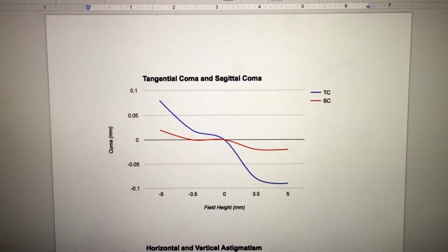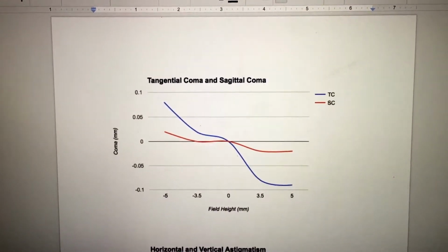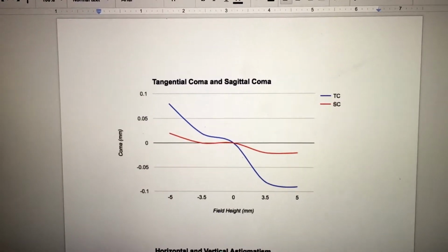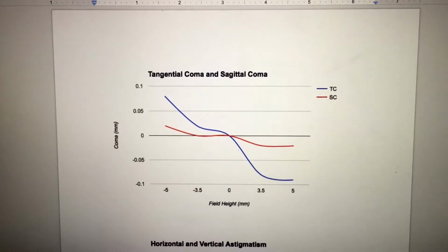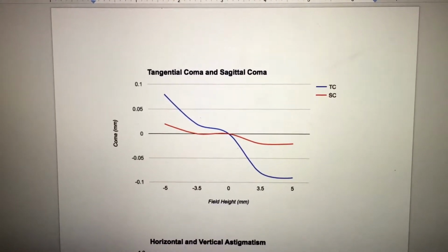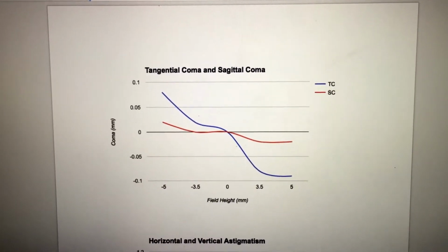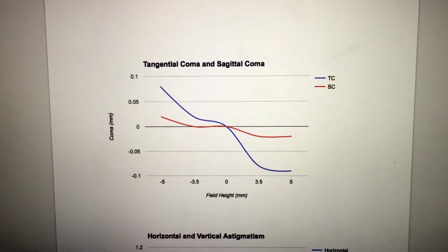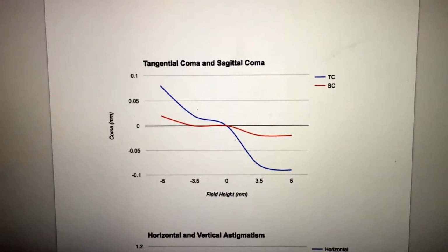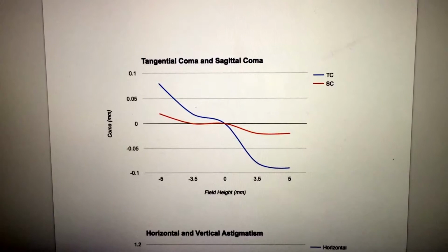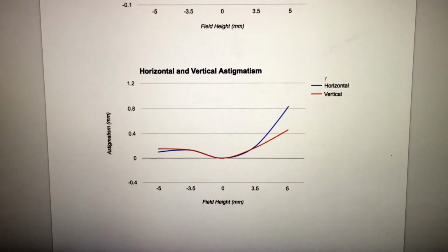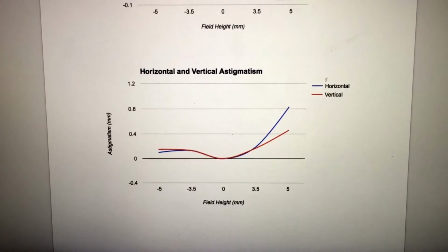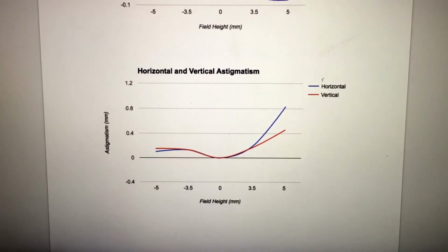So this is our tangential coma and sagittal coma for our 100 millimeter focal length lens. We notice a linear trend in this aberration due to its linearity with field height. We see a decrease in coma with increasing field height. And we also have our horizontal and vertical astigmatism, which has an h-squared dependence, which this kind of shows.